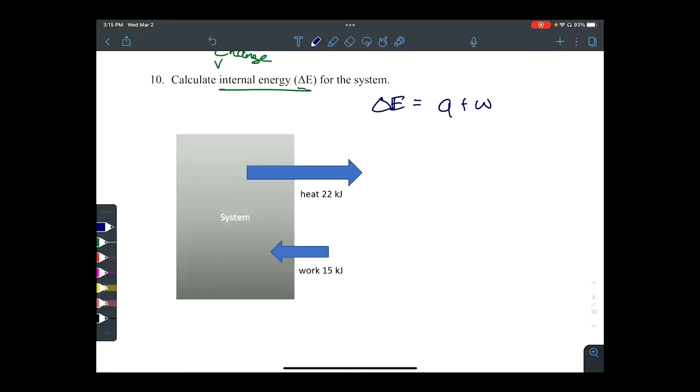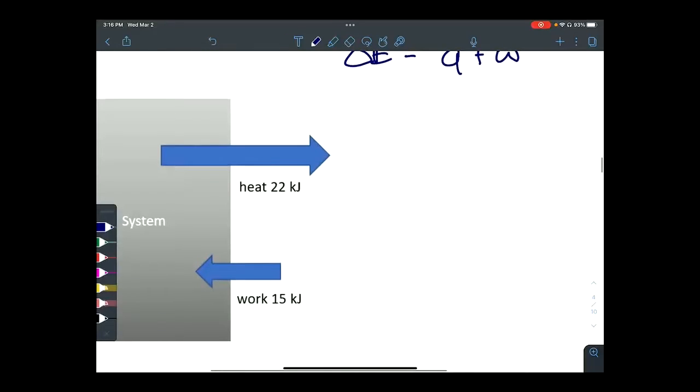We have to understand, is the system gaining that much heat or is it losing that much heat? Is it doing that much work or is that much work done on it? So we have to get the signs right here, because if you just add these two numbers up, you'll be wrong. Okay, so let's see if we can get the signs of heat.